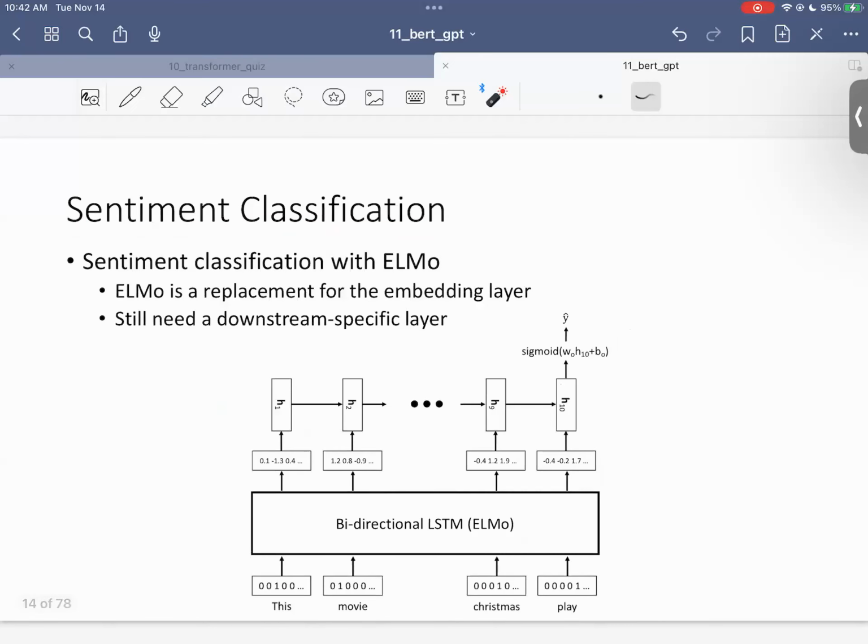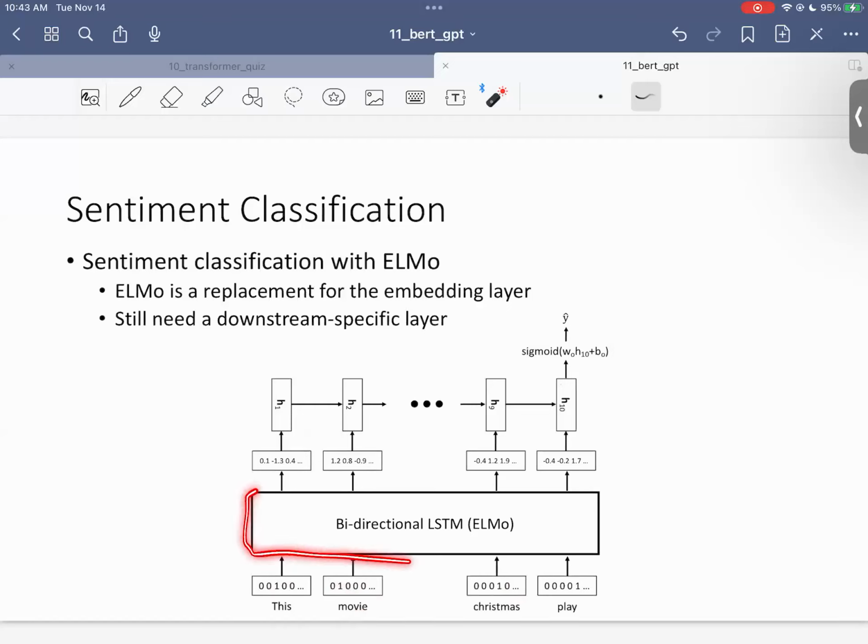How you would use ELMo in a downstream task is like this. You put this movie, yada yada yada, the Christmas play, yada yada yada, in as an index or one-hot embedding. It's the same thing. Index and one-hot embedding is just the number. It's giving the number of that word in the vocabulary as an input, right? Or the index of that word into the model.